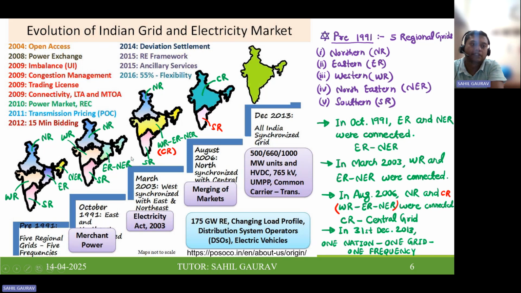And this is the brief discussion about the history, how our national grid was reformed, how it came into one nation, one grid, one frequency, and that came in December 2013. If you see before 1991, we had 5 regional grids, and how it has evolved to one nation, one grid, one frequency.